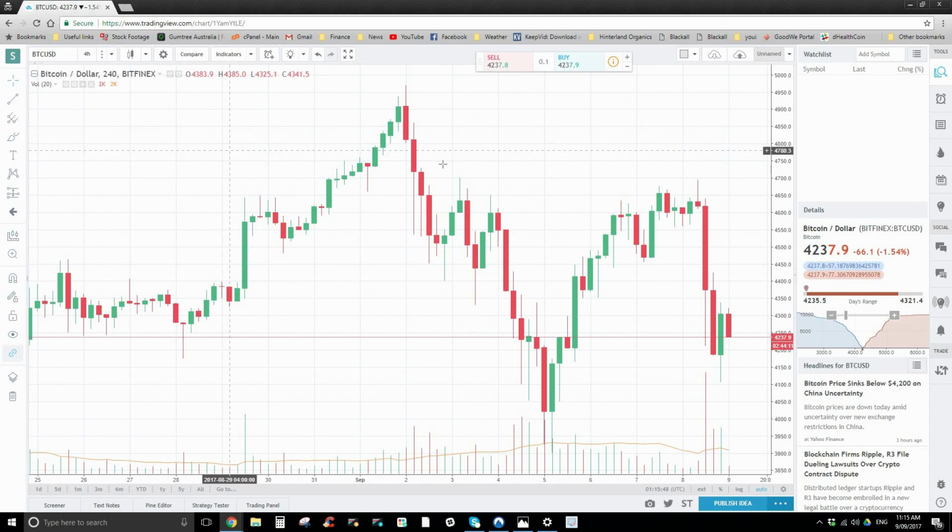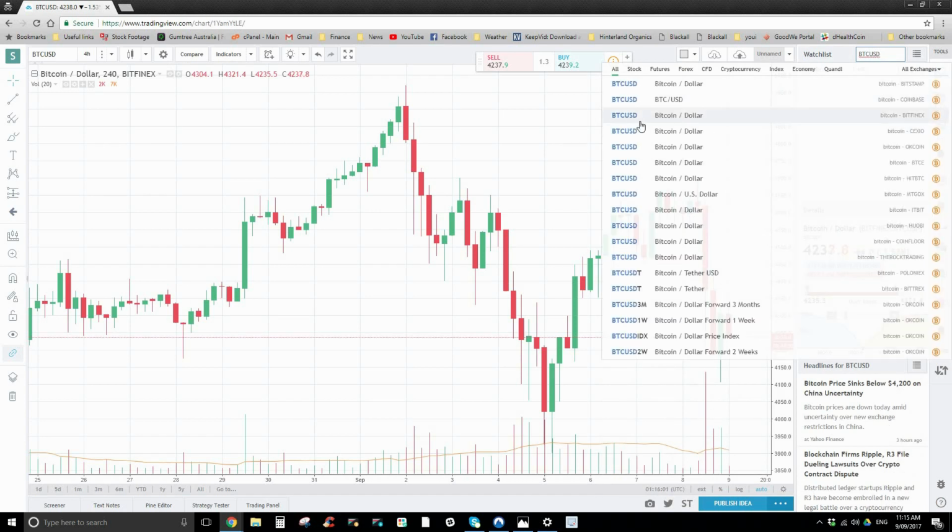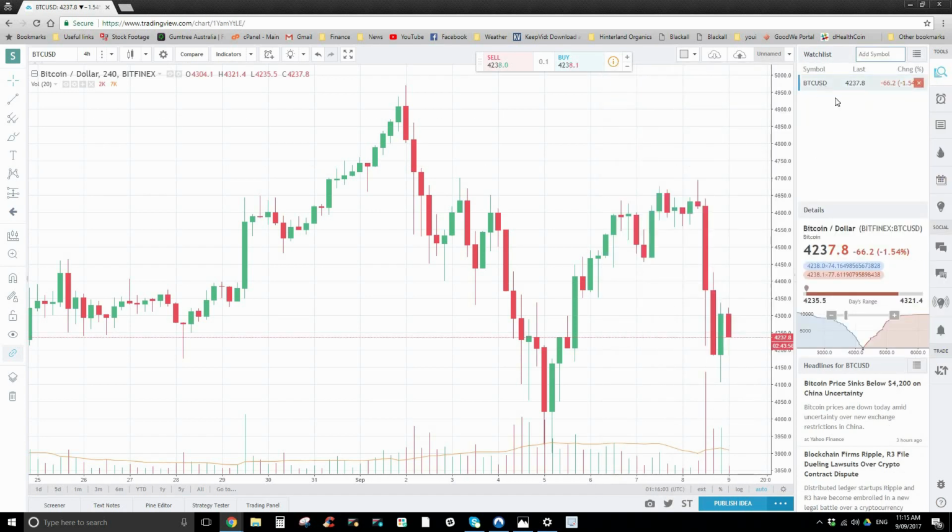Okay, so if that's something we want to keep looking at on a regular basis, on this right hand side here we can add a symbol. So what we can do is put, say, BTC against USD, and again we have those choices. I like the Bitfinex one. So now what happens is whenever you click on this symbol, the chart will pop up here on the left hand side.